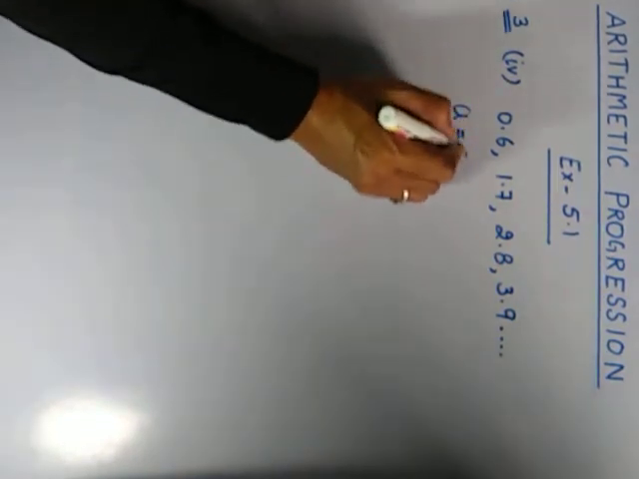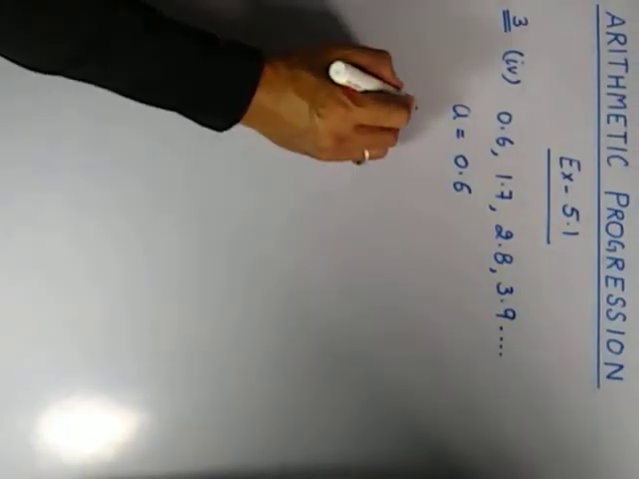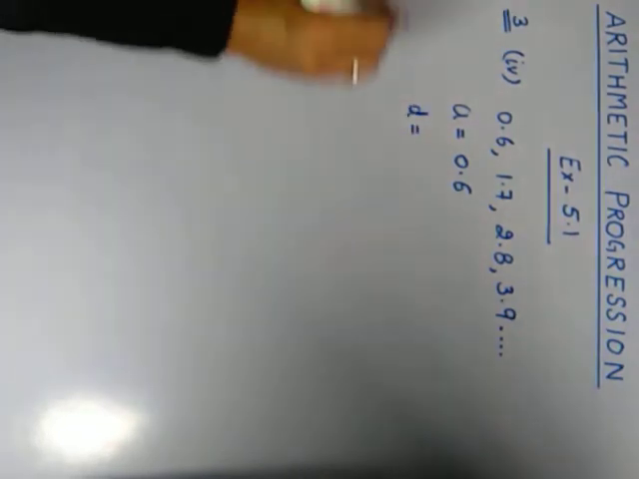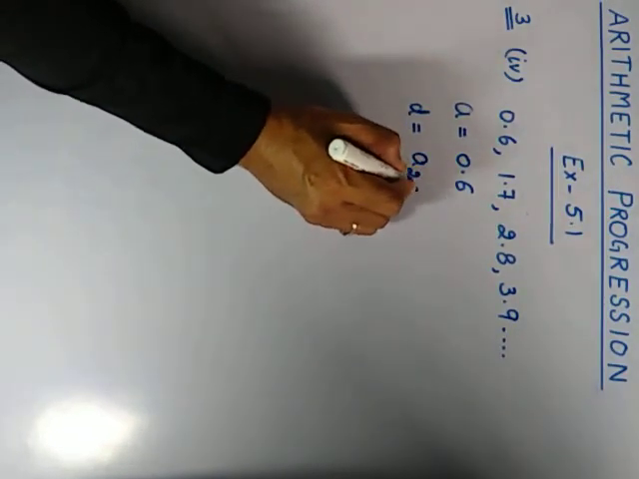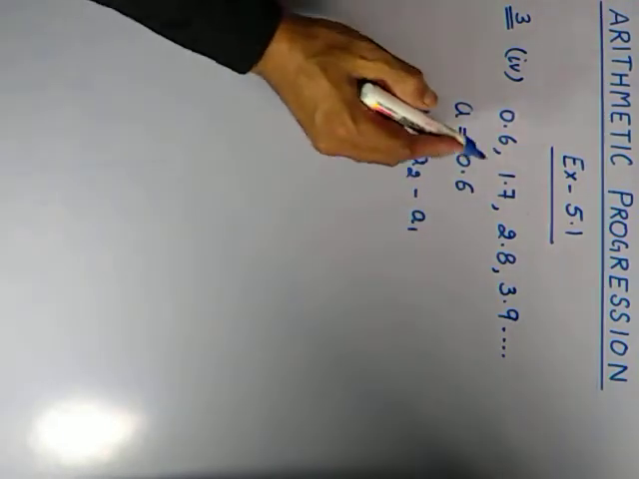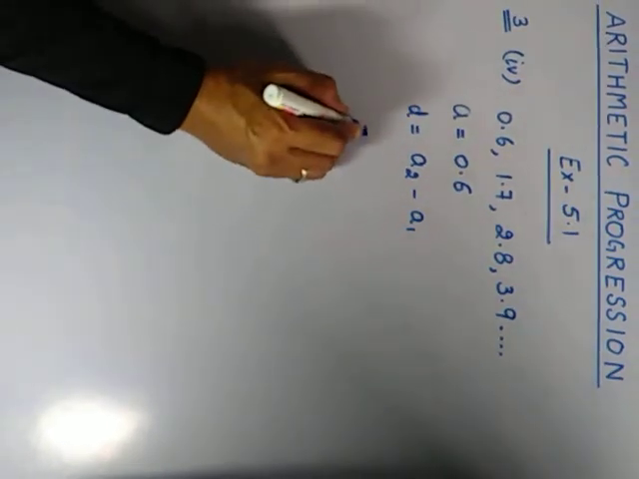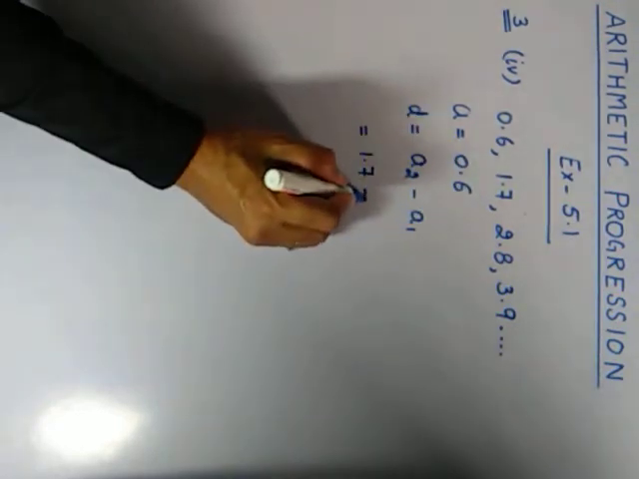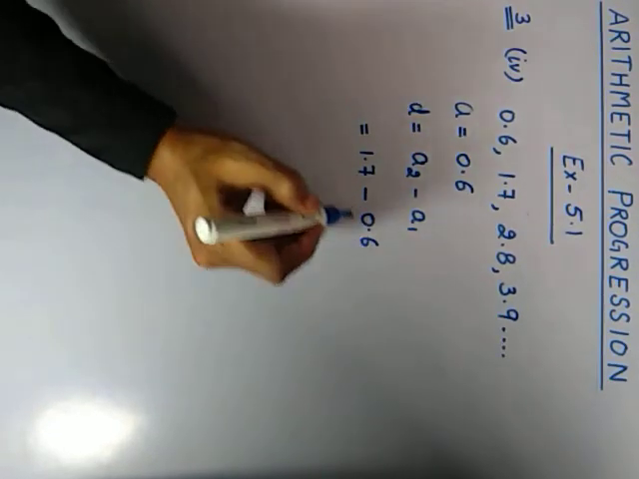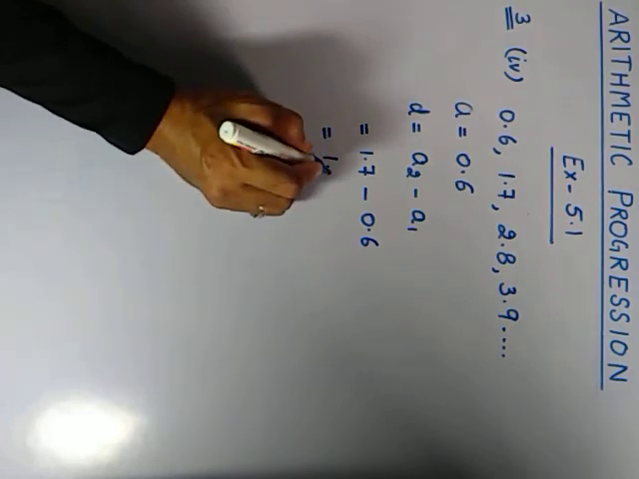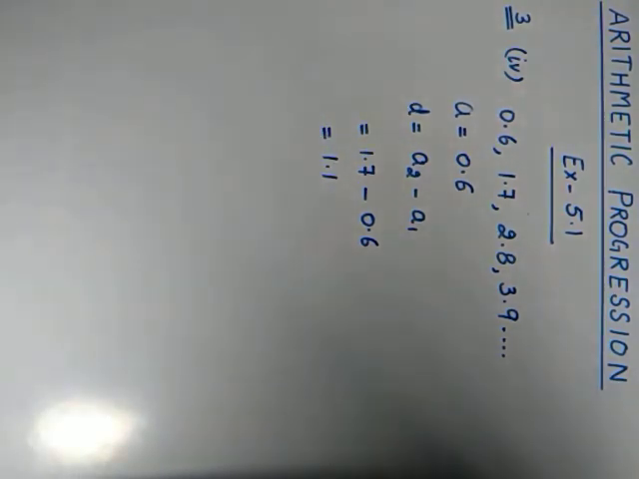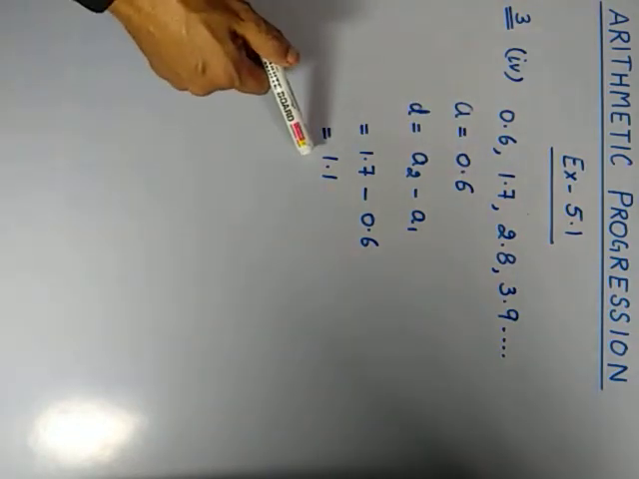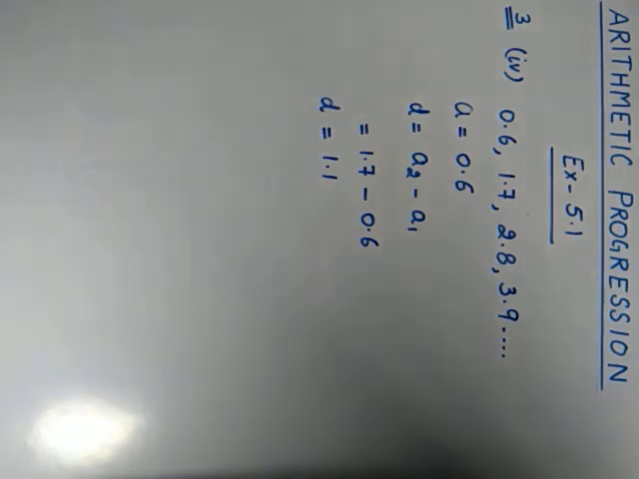So you can see first term is 0.6. So A equals 0.6. And for common difference, D equals A2 minus A1, second term minus first term, which is equal to 1.7, second term, minus first term 0.6, equals 1.1. So first term is 0.6, common difference is 1.1.